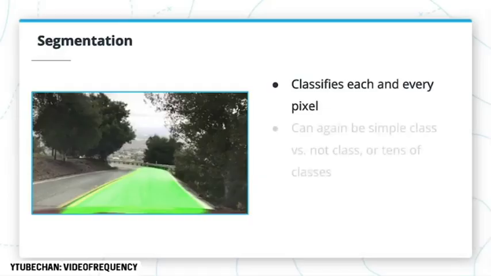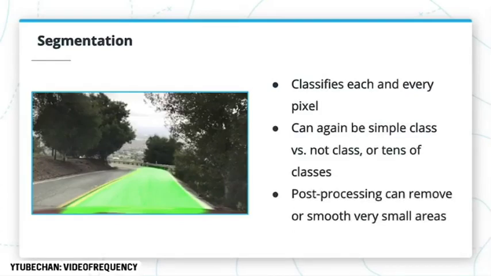Each and every pixel in the image will be put into a class, although like classification, they may have different probabilities by pixel. Now these are often post-processed in some way to avoid phantom classes here and there.